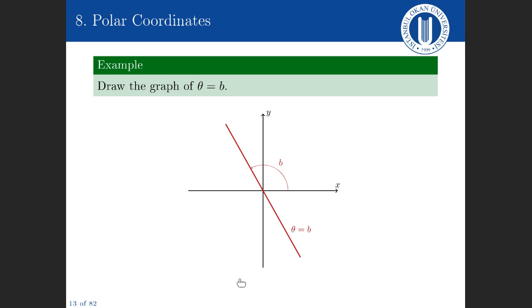Draw the graph of theta equal to b. We're going to have a line, because all of the points on this red line have the same angle. They have the angle of b.